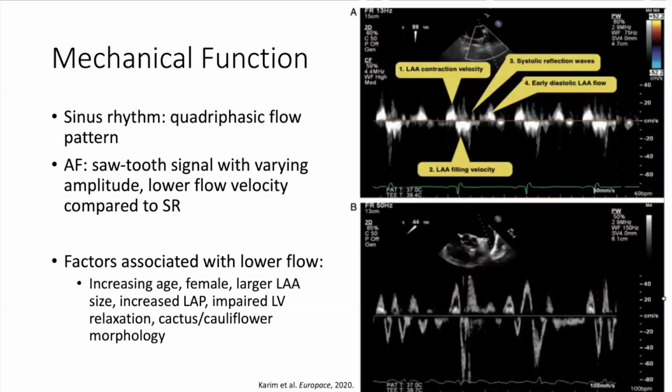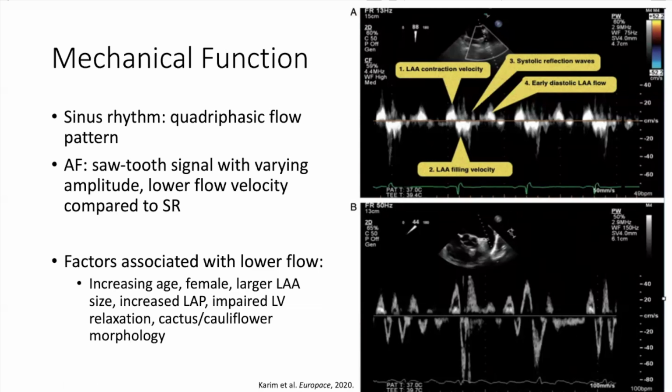In sinus rhythm, the left atrial appendage has a quadriphasic flow pattern. First we see a wave corresponding with the left atrial appendage contraction, followed by a second wave that corresponds to left atrial filling velocity. During systole, we have reflection waves, small waves on both sides of the line, followed by early diastole, where we have left atrial appendage flow back into the left atrium. In atrial fibrillation, however, we see more of a sawtooth signal, the amplitudes vary, and generally the velocity is also slower compared to sinus rhythm.